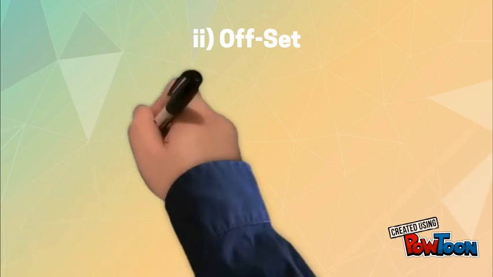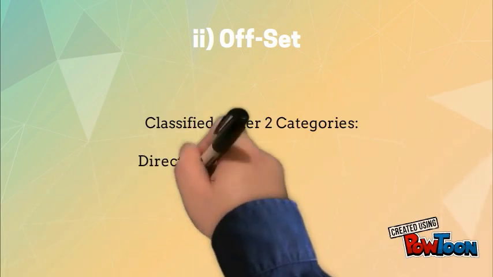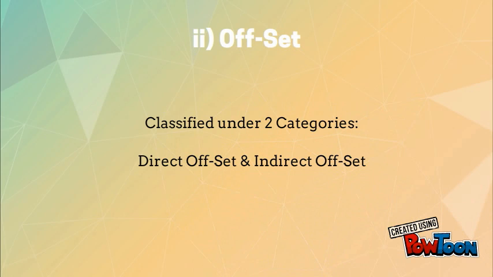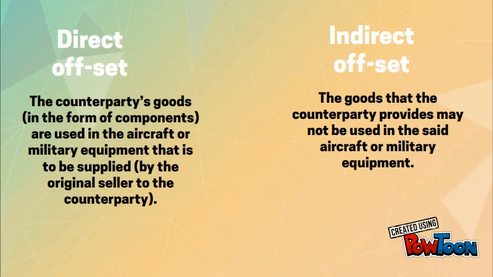The second one is offset. It classified under two categories, which is direct offset and also indirect offset. Direct offset is where the counterparty's goods are used in the aircraft or military equipment that is to be supplied by the original seller to the counterparty, while indirect offset, the goods that the counterparty provides may not be used in the said aircraft or military equipment.